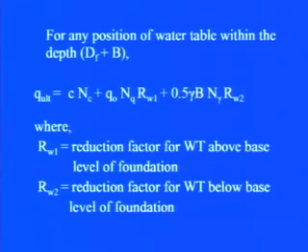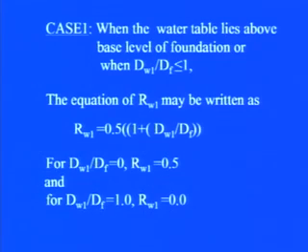In the first method, for any position of the water table within the depth DF plus B, the q ultimate will be given by cNc plus q0 Nq Rw1 plus 0.5 gamma B N gamma Rw2. Now, the factors Rw1 and Rw2 are known as the reduction factors for water table. Rw1 is the reduction factor for water table above the base level of the foundation, and Rw2 is the reduction factor for water table below the base level of the foundation.